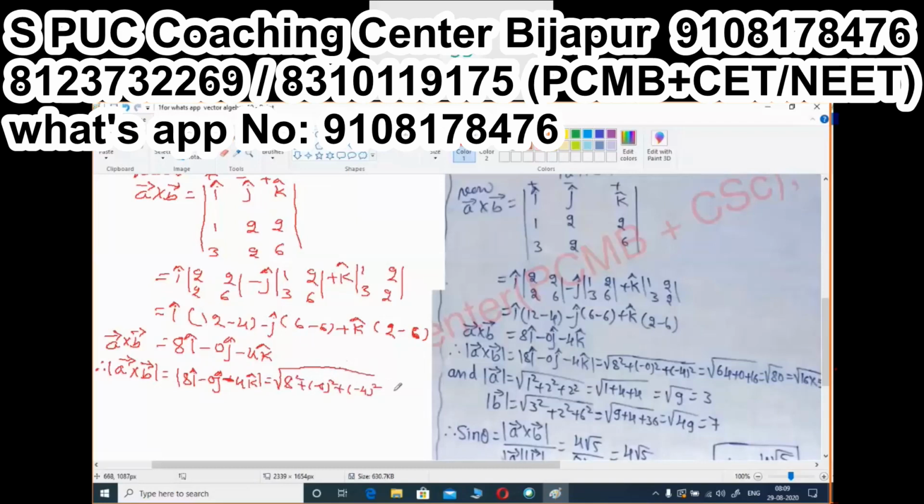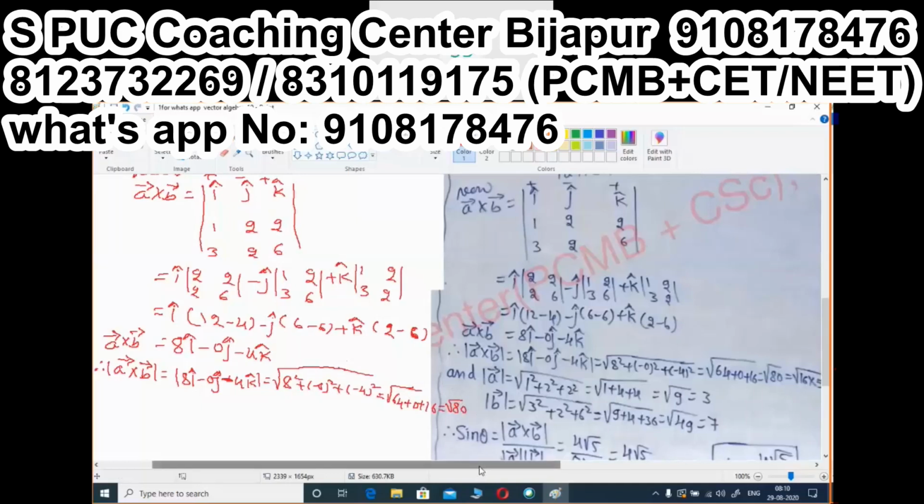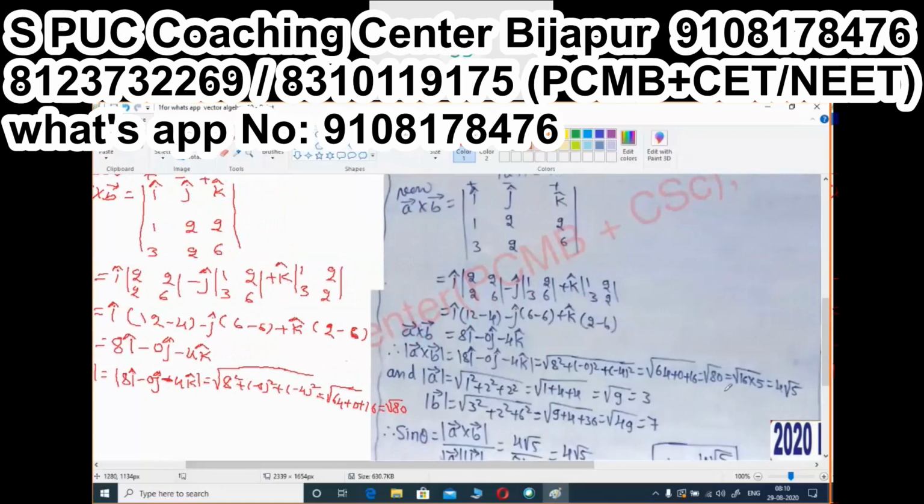So what is it going to come out as? That is root of 64 plus 0 plus 16. It will be root 80. Okay, root 80. That root 80 can be written as, you can see here, 16 into 5 he has done. So 16 into 5, that is going to come out as 4 root 5.